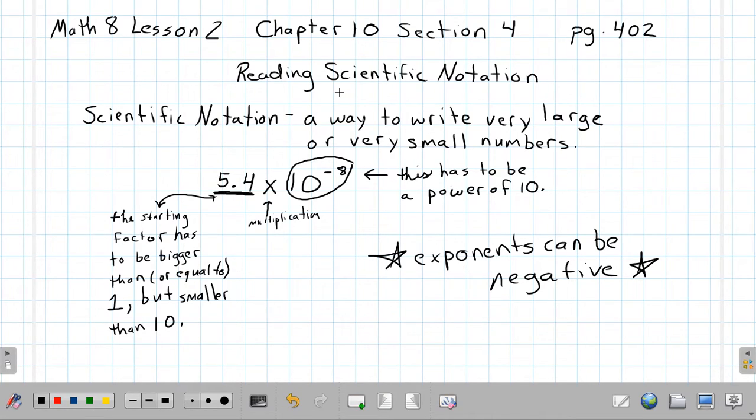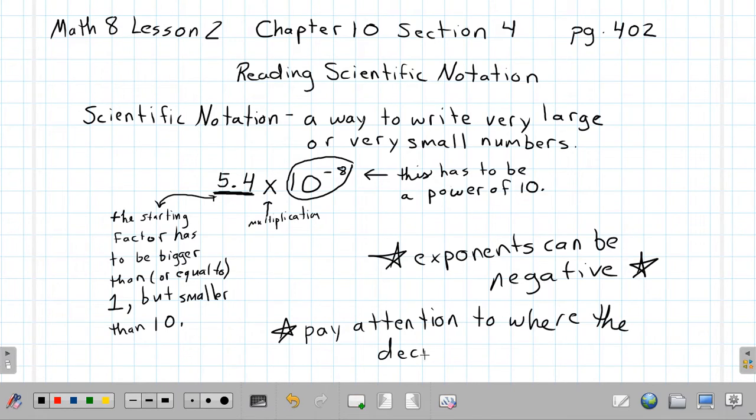And then the other big thing, before we go off this page and actually look at one of the examples, the big thing with all of scientific notation is you need to pay attention to where the decimal point is.